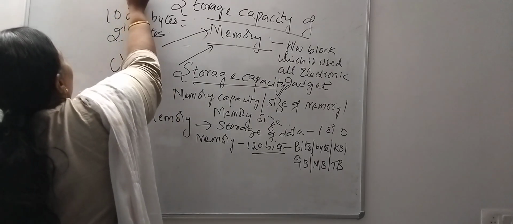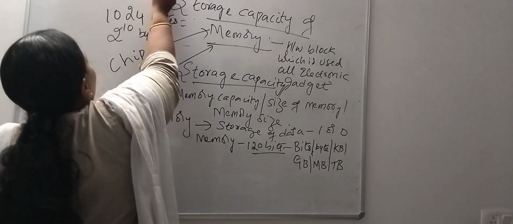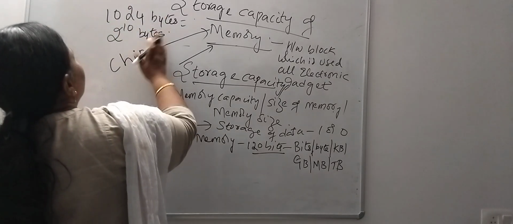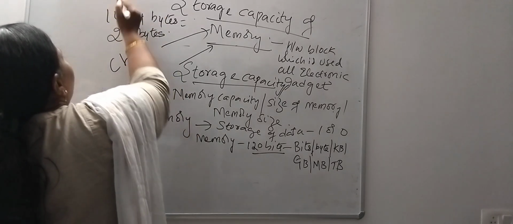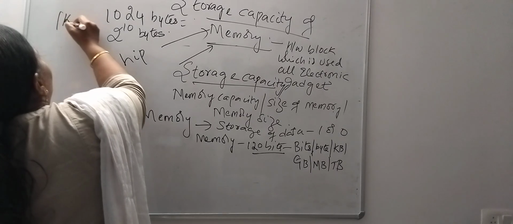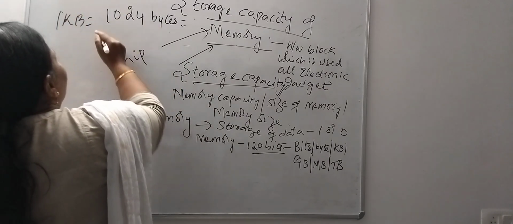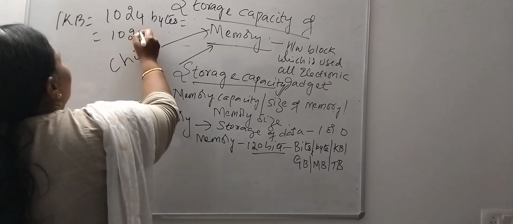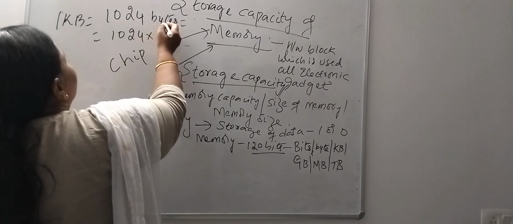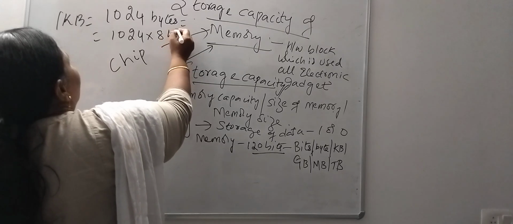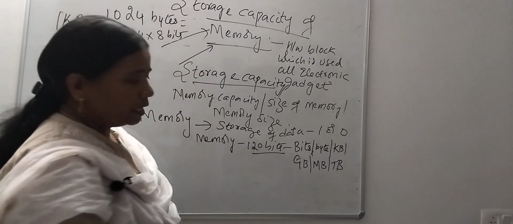Here, 1K is equal to 1024. 1 KB will be equal to 1024 bytes. That is nothing but 1024, and 1 byte equals how much? 8 bits. Okay, so in this way we can express it.